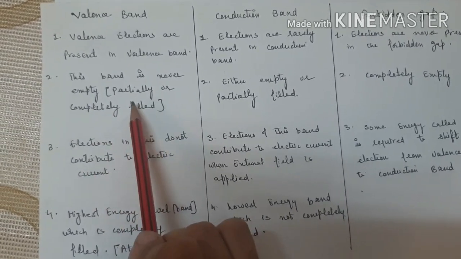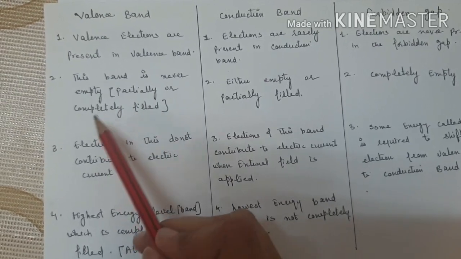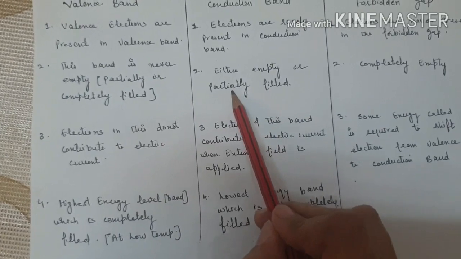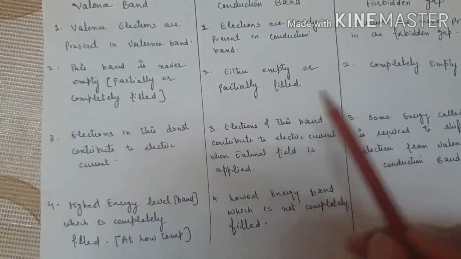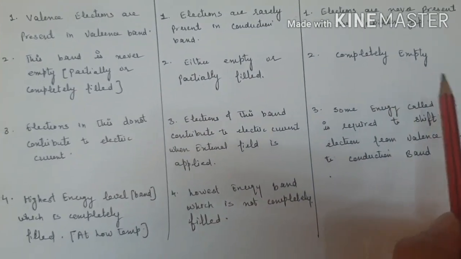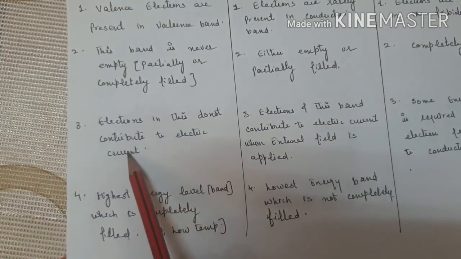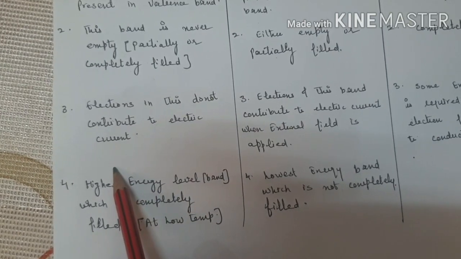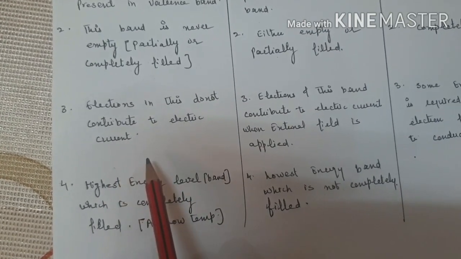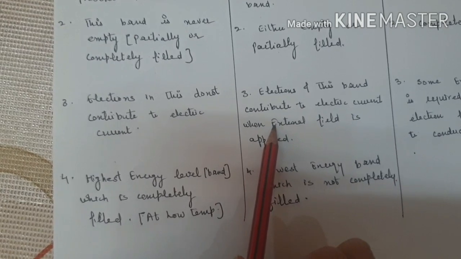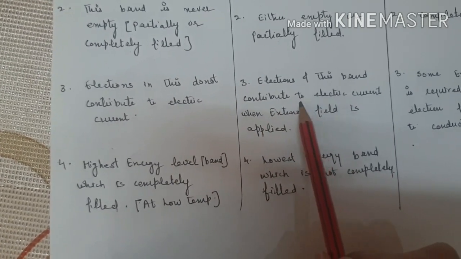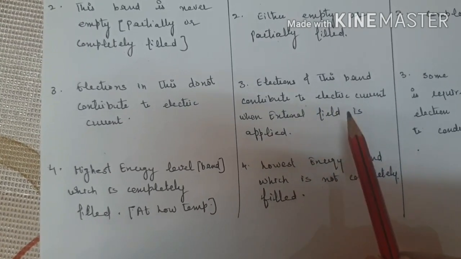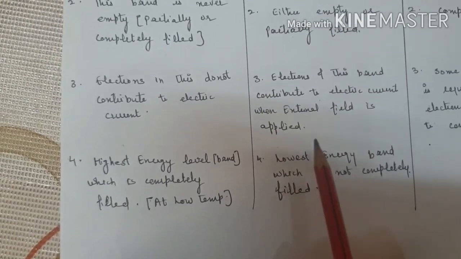It is completely filled at 0 Kelvin, and when temperature rises, the electrons jump from the valence band to the conduction band, and this is either empty or partially filled, and is not completely filled. The third difference is that electrons in the valence band don't contribute to electric current. Only the electrons in the conduction band contribute, when we apply an electric field or external field.